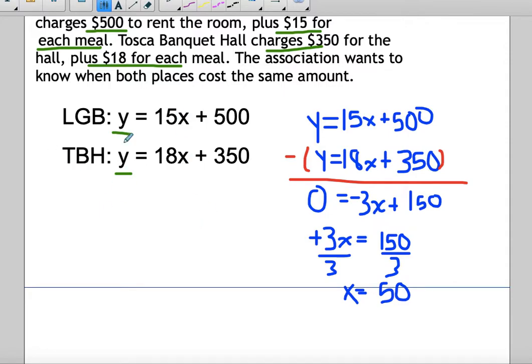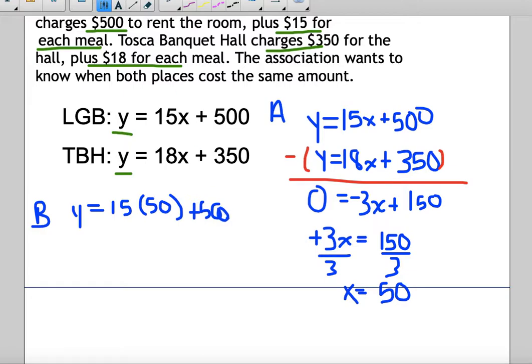So let's figure out what that total cost is going to be. So this is part A of our solution. Remember, that's when we solve for our first variable. Part B is when we take this 50 and sub it back into an equation. So I'm going to sub it into the first one. So 15x becomes our 50 plus 500.